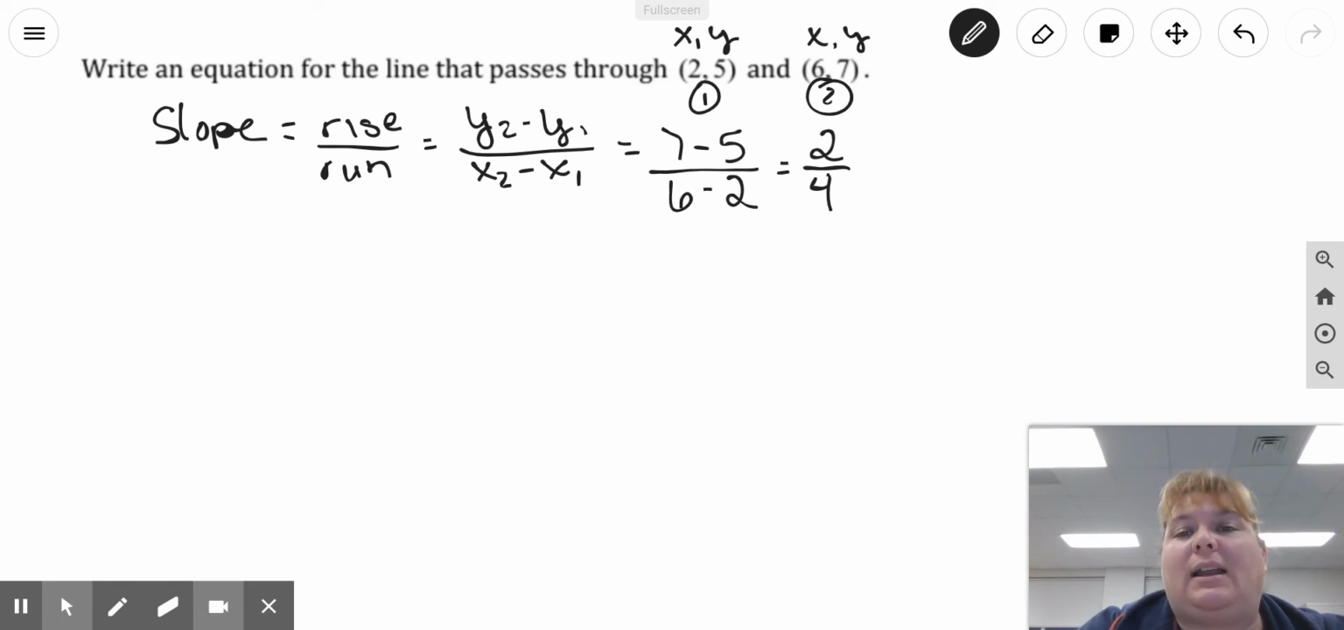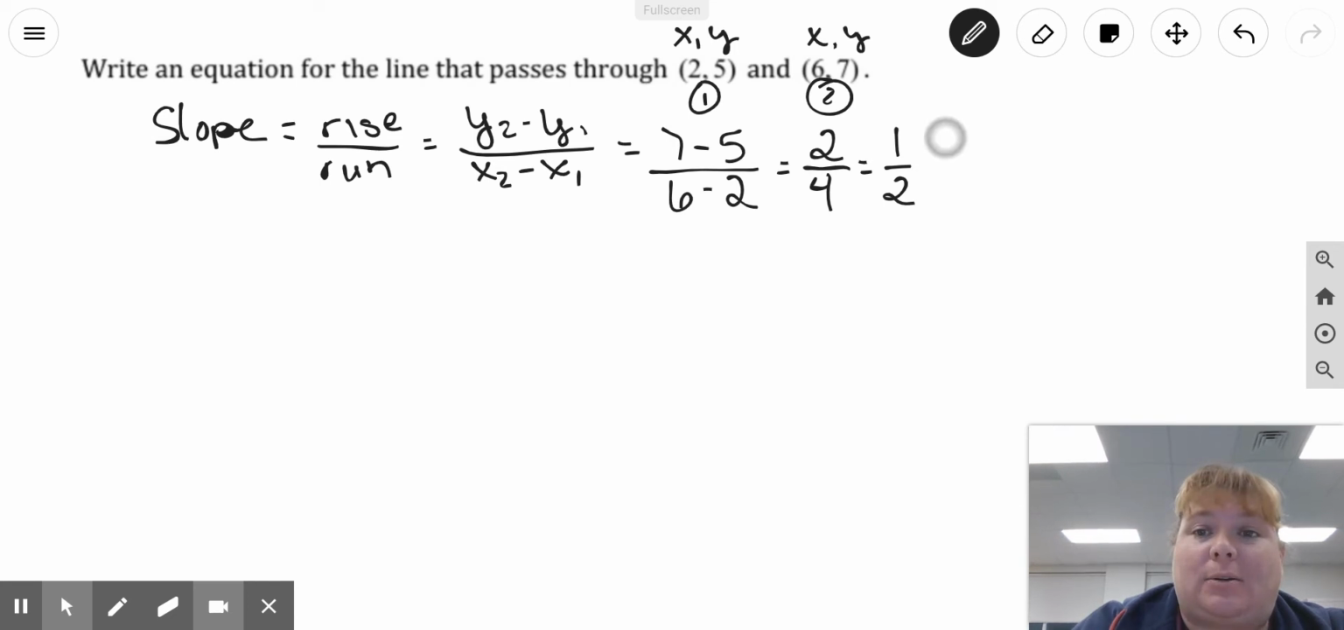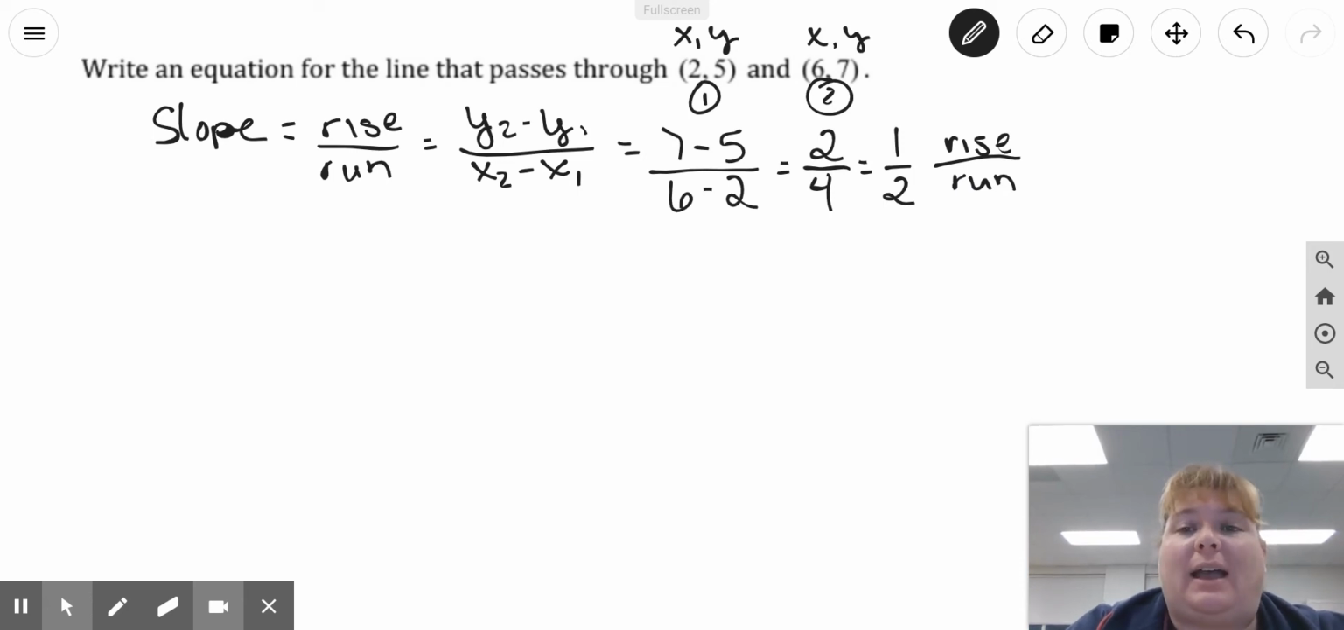Now, with that, they are both even numbers, and so we want to put it into simplest form. And so we can do that by dividing both the numerator and denominator by 2. So when we divide those by 2, we're going to reduce it to 1/2. And so our slope with these 2 points is 1/2. Now, we can take that slope, and remember, that is our rise over run. Okay, and so with that, we can now put it into our equation.